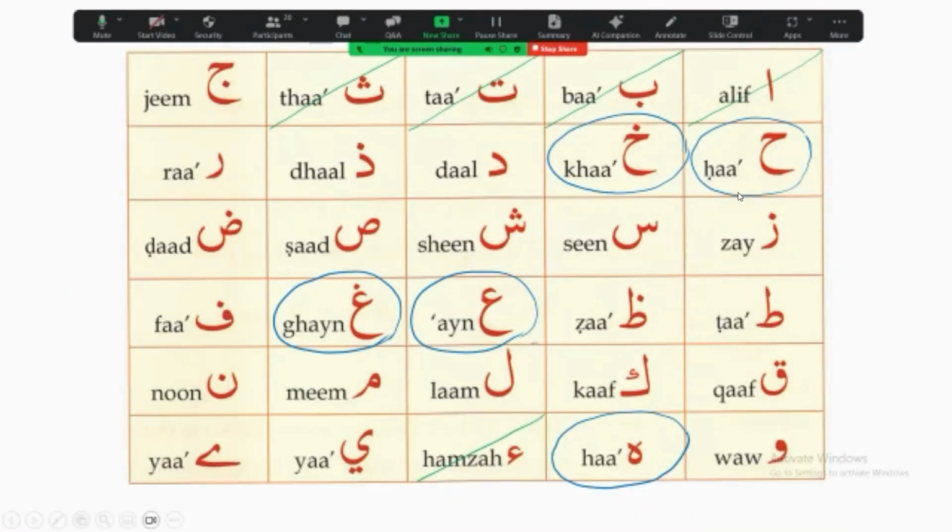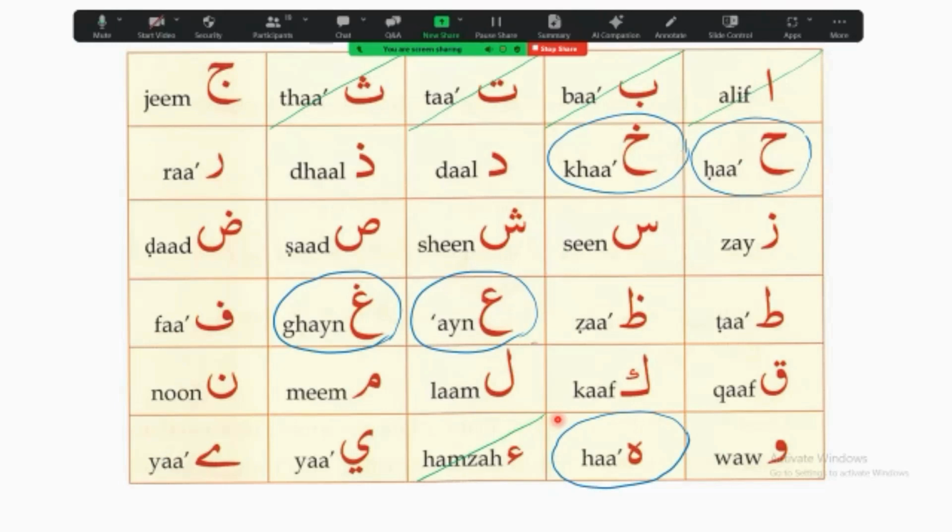Their names are: this letter is the Ha letter, right? Ha. The next letter is Kha. Kha. This letter, the third one, is Ayn. Ayn. This next letter is Ghayn. Ghayn. And the last of these is Ha. Ha. Okay, so these are the letters I have picked.